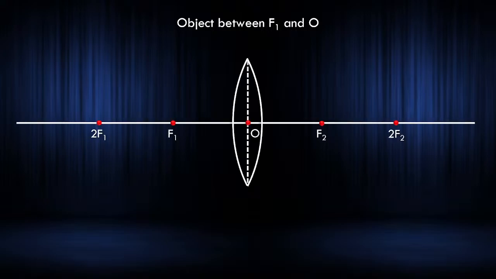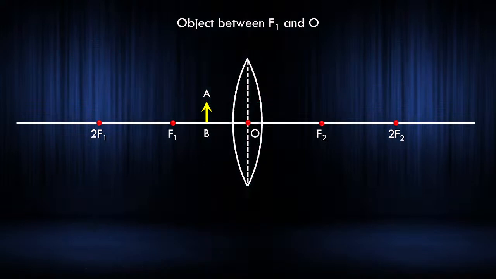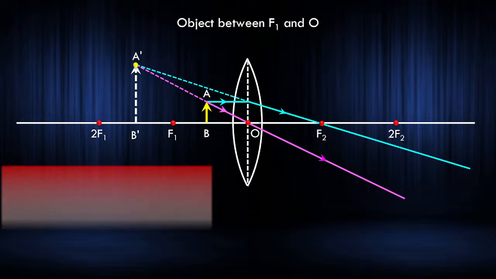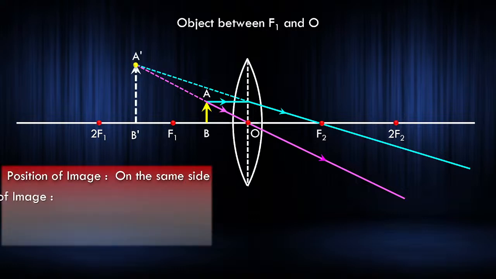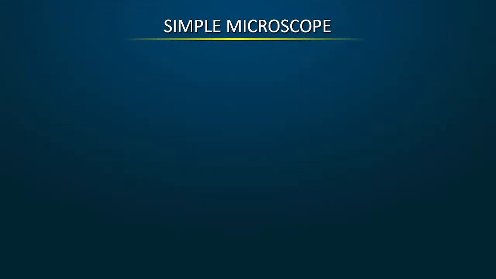Next, object between f1 and O. If I keep the object between f1 and the optic center, this is the incident ray, refracted ray, okay, then you get what? Yes, you get the image on the same side, and this is A dash B dash. So the observation is on the same side. Nature of the image: virtual, erect, and large. These are some observations for the convex lens.